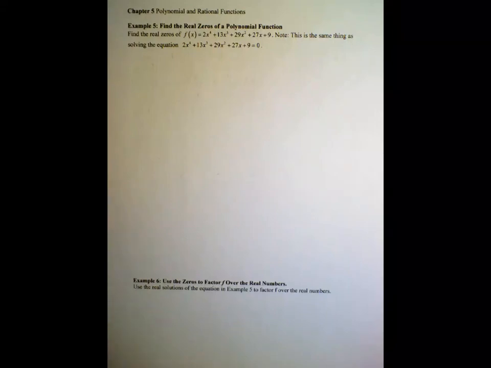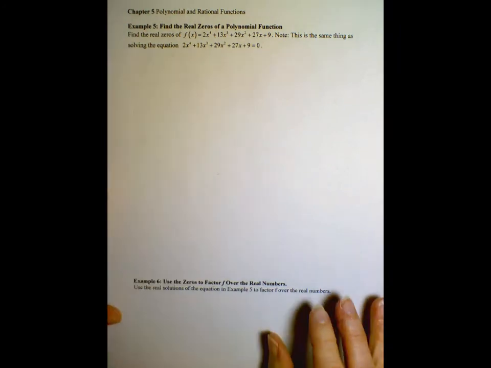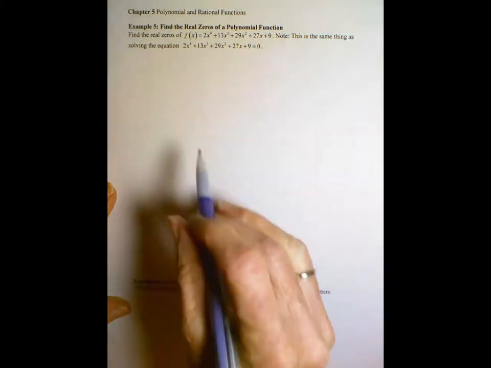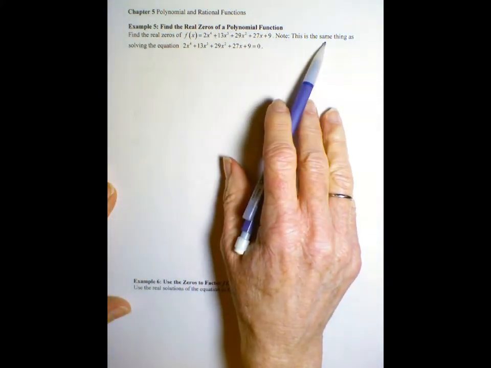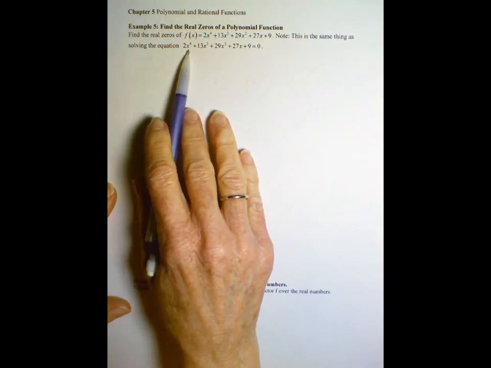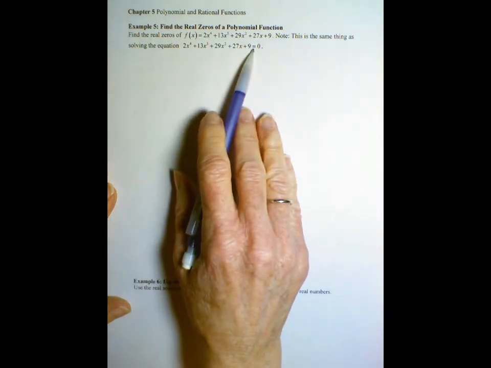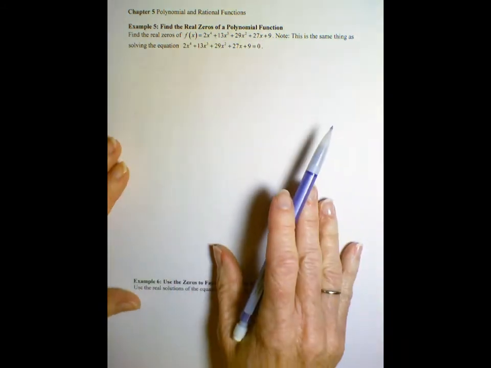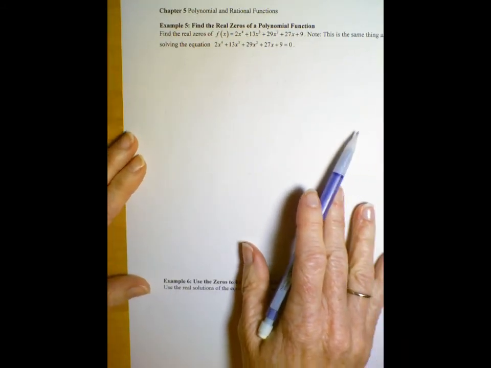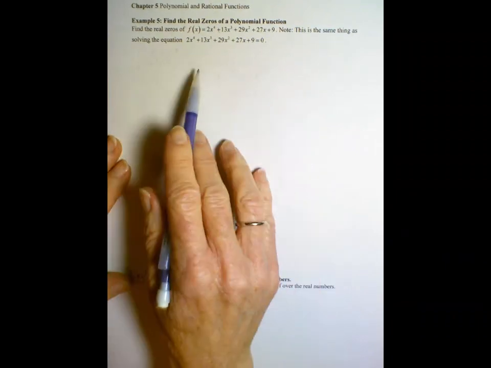We're on example 5 from section 5.6 on the real zeros of a polynomial function. So in this example, we're defining the real zeros of this function, and we have a note here that this would be the same thing as if we were solving this equation. Remember, the solutions and the real zeros and the x-intercepts, all the same thing. So that's just a note to remind us that that's the same idea.